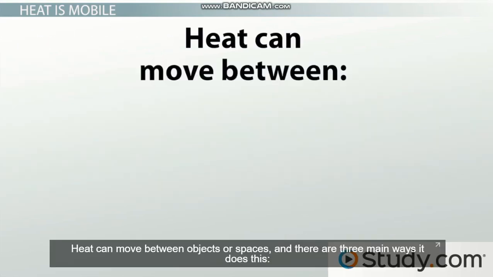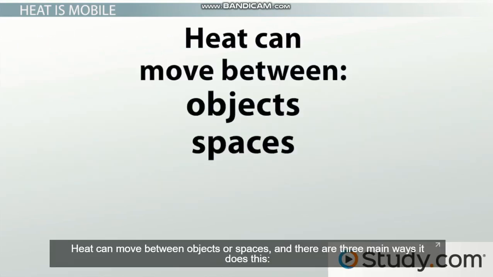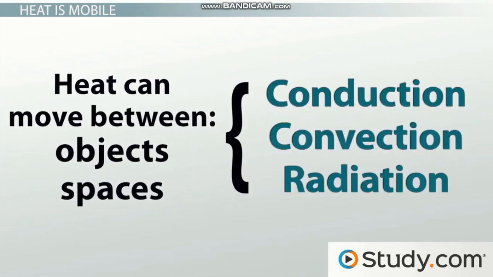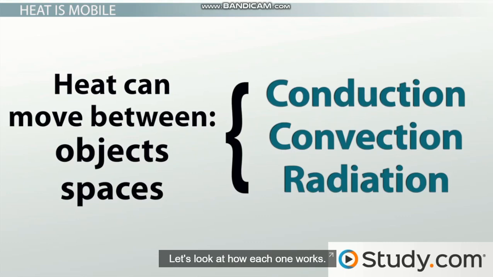Heat can move between objects or spaces, and there are three main ways it does this: conduction, convection, and radiation. Let's look at how each one works.